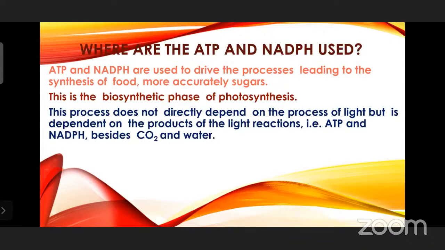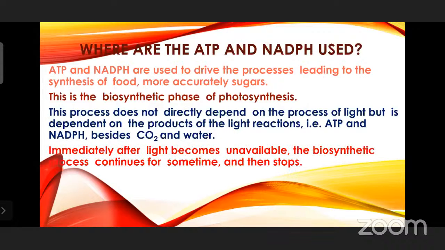This process does not directly depend on light. So here we generally say it is a dark reaction. I think it is a misnomer to say dark reaction because this process does not directly depend on the process of light, but is dependent on the products of the light reaction, that is the ATP and NADPH, besides carbon dioxide and water getting utilized here.